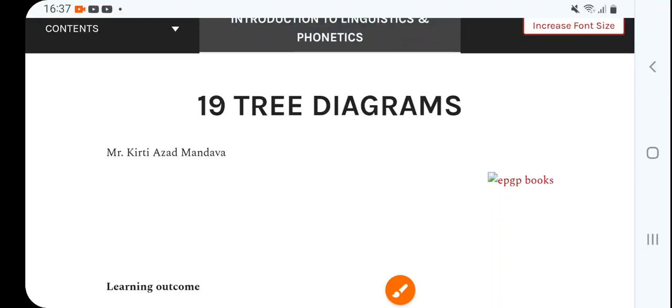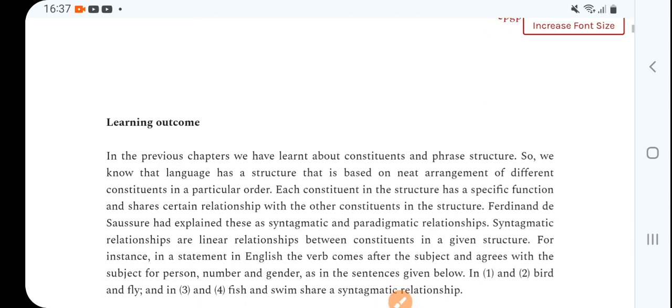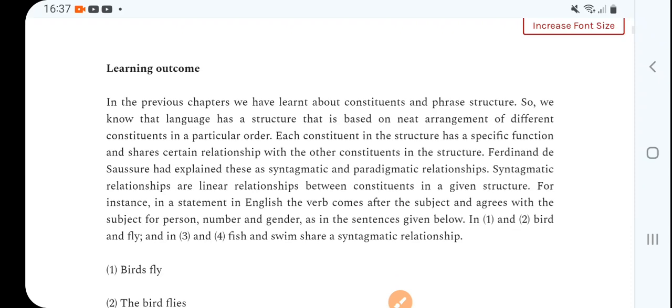Hello, students. Let us try to understand tree diagrams through this text, a very useful text. First of all, I would like to thank Mr. Kirti Azad Mandava. He has written this paper, and I'm reading it with you, and we will try to understand the tree diagrams.